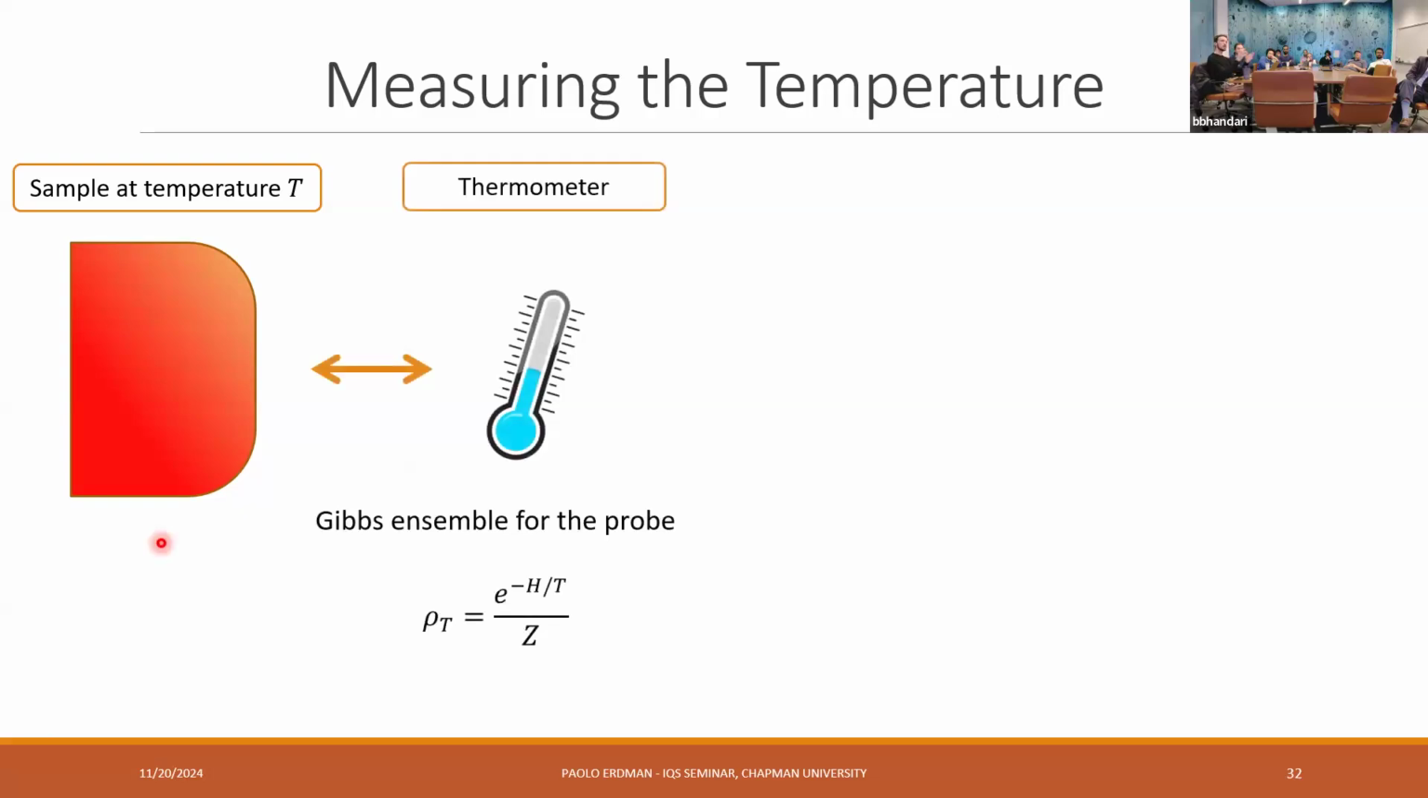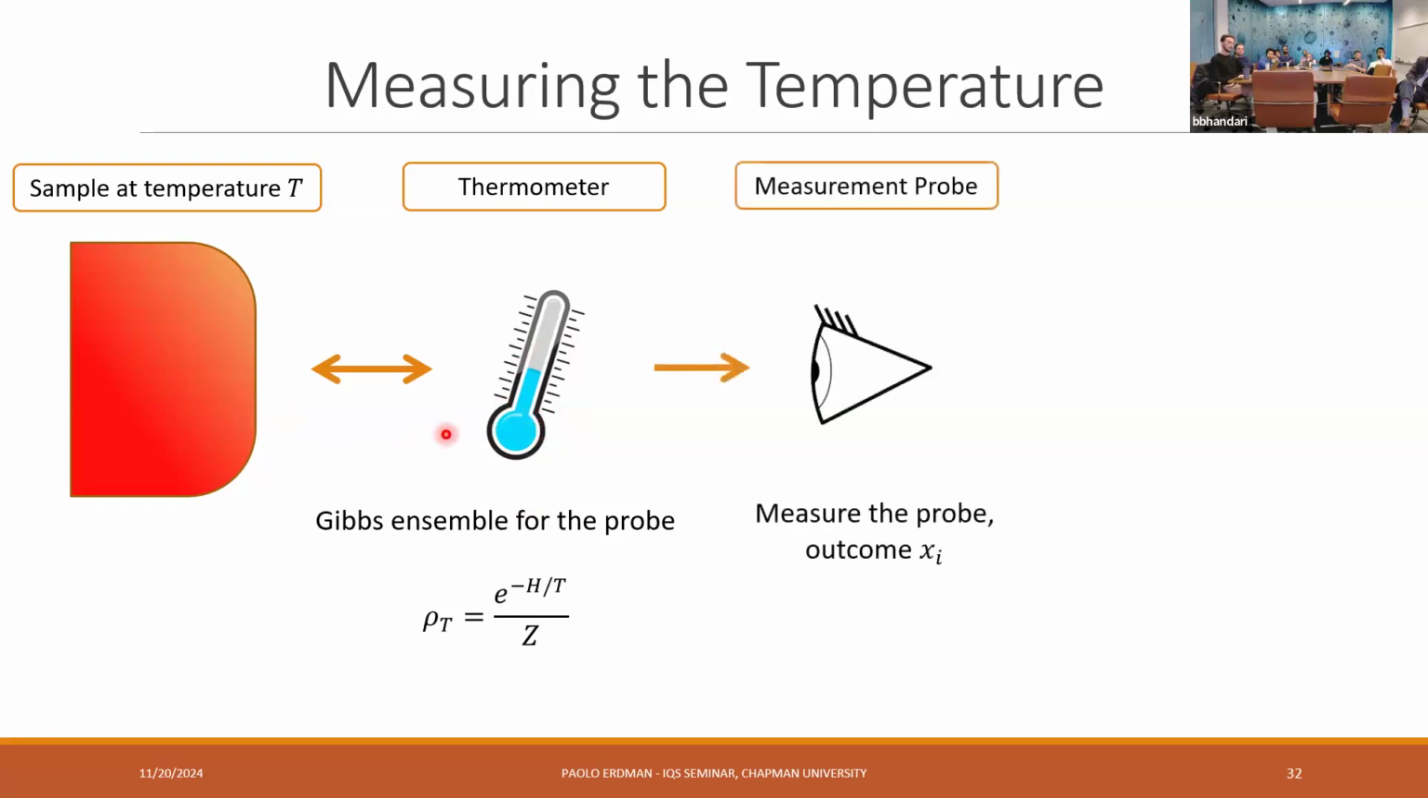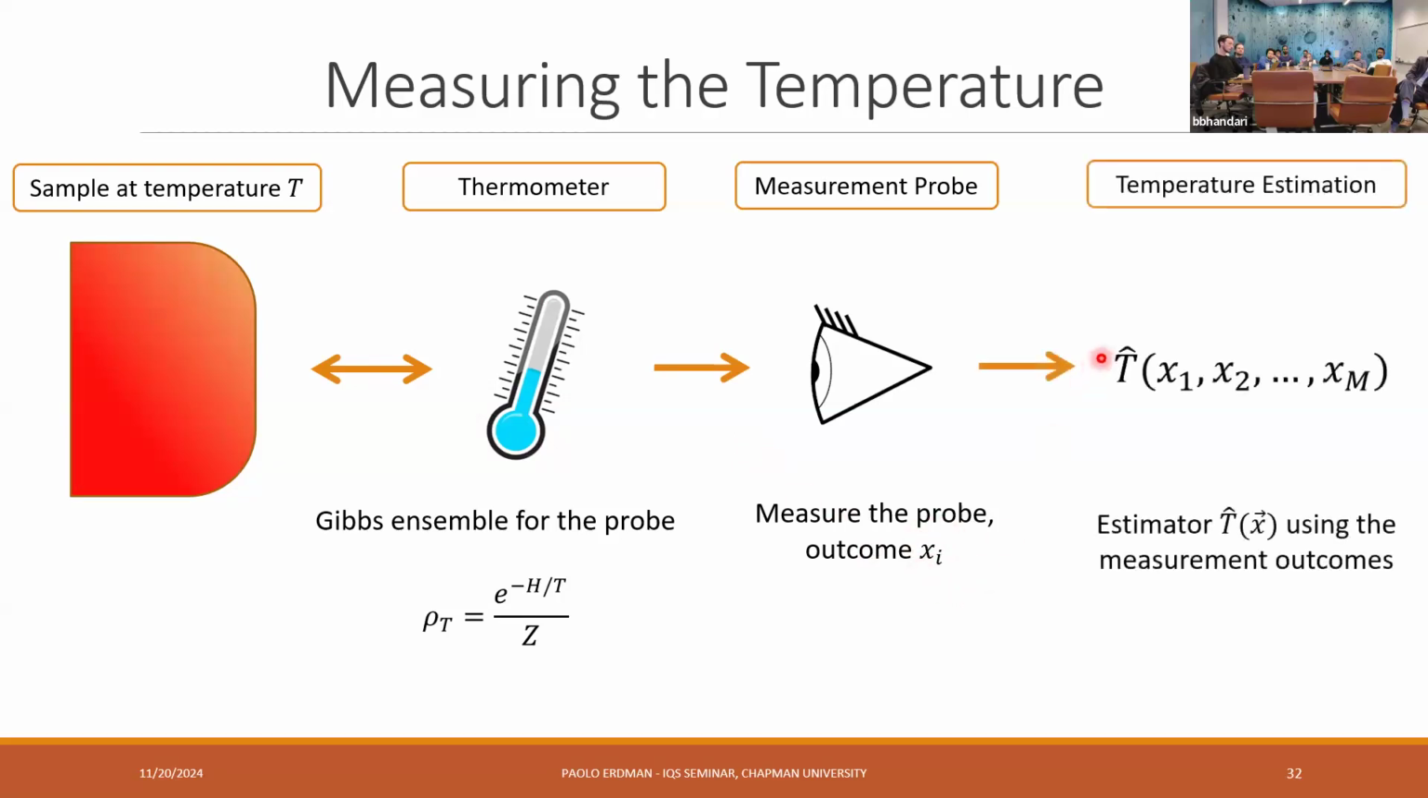What you can do is take a thermometer, put it in contact with your sample, and if you wait long enough, it will reach a Gibbs state. It will thermalize with the object, and if its heat capacity is small compared to the object's, it will reach the same temperature thermal state. Now, if this was a quantum system, what we would have to do is perform some measurements on the system. We will get some measurement outcomes x_i, and then we could build an estimator of the temperature from the measurement outcomes.